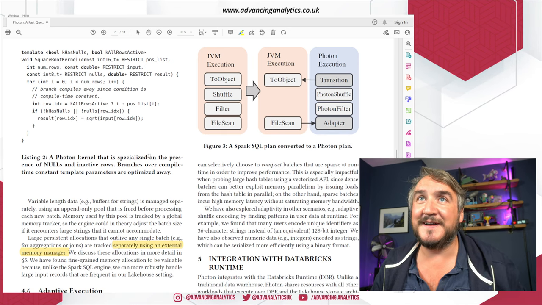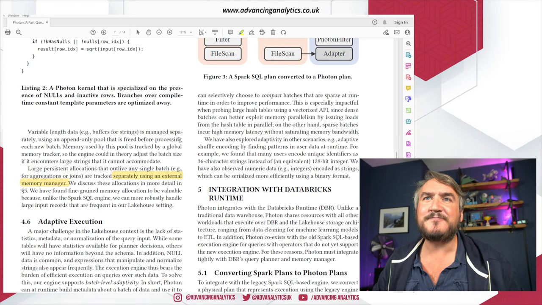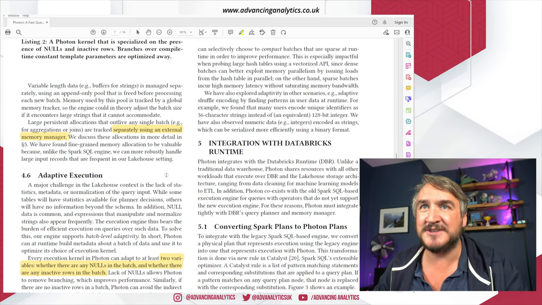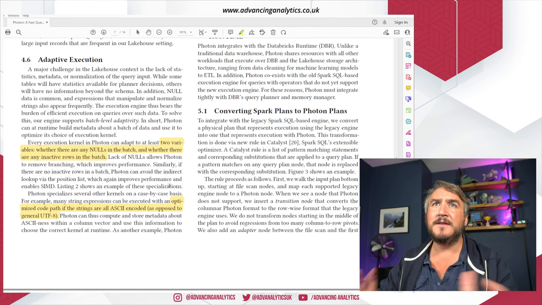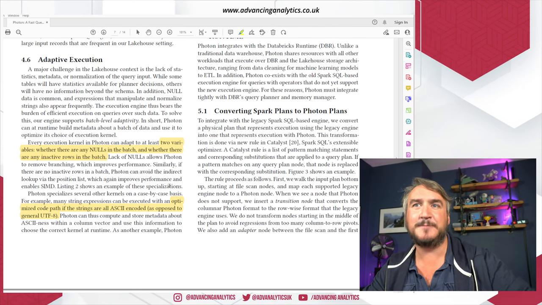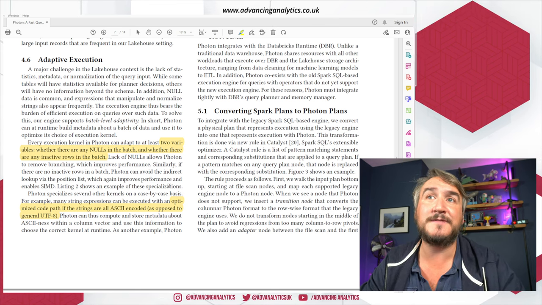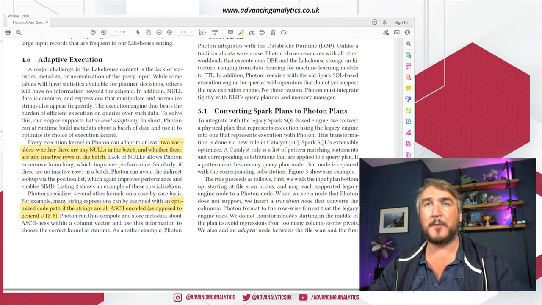Got an example of a low-down C++ kernel, if you're interested, it's all cool. But essentially, yes, there is an external memory manager that looks after that. Okay, adaptive. So we talk about this getting lower and lower, going deeper and deeper into how it actually looks at that. Essentially, all you really need to know is there are a few different examples of how they're building in optimizations.